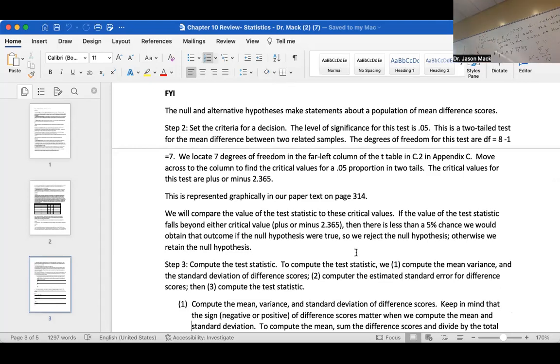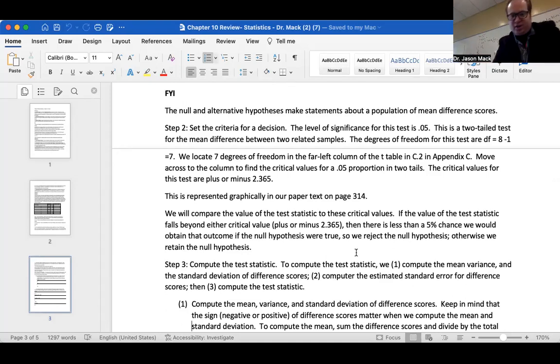We will then compare the value of the t-statistic to the critical values. If the value of the test statistic falls beyond the critical value of plus or minus 2.365, there's less than a 5% chance that we would obtain the outcome if the null hypothesis were true. So we'll reject the null hypothesis, otherwise we're going to retain it. Make sense?